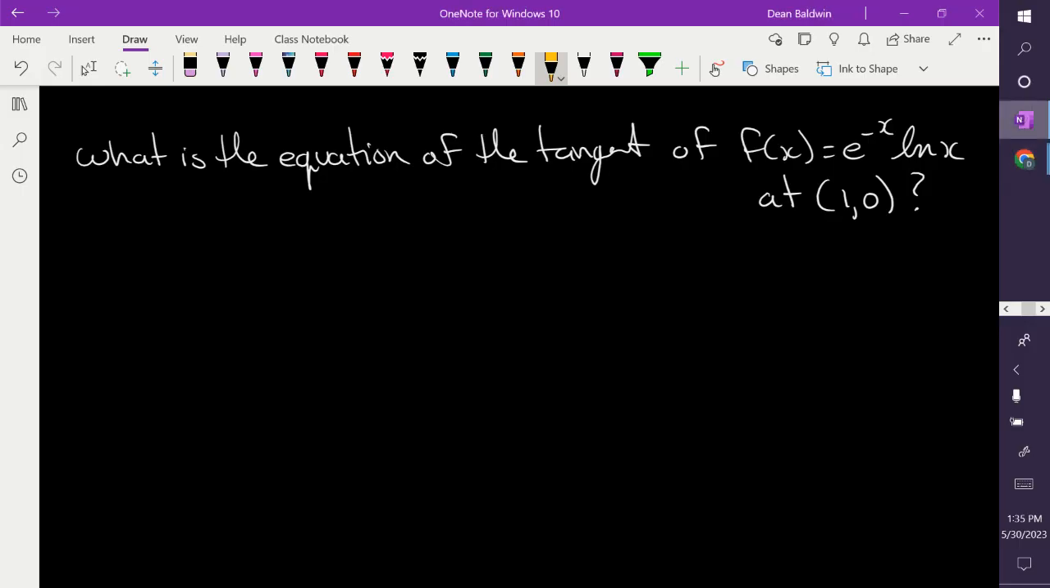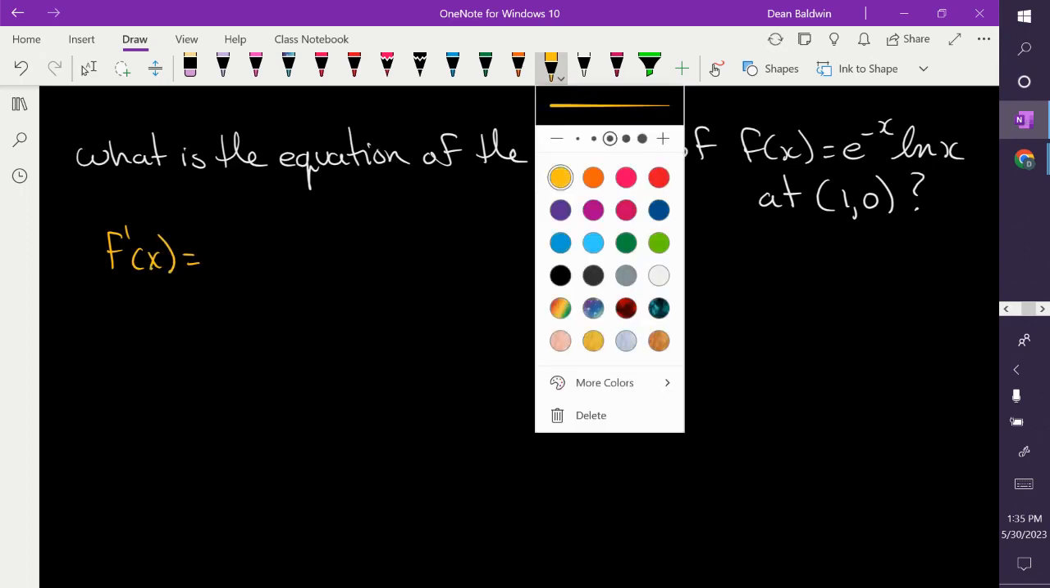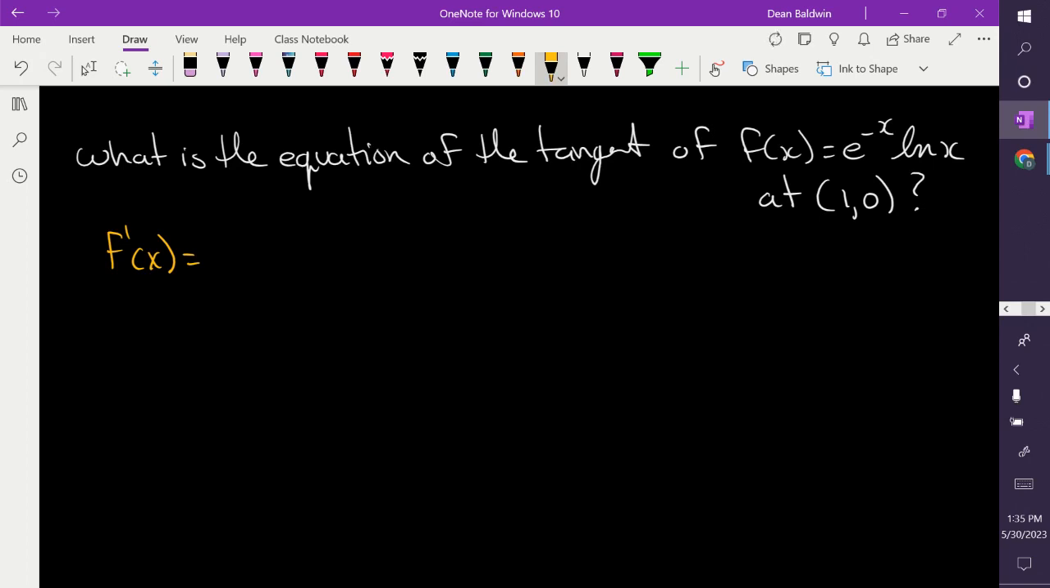All right. What is the equation of the tangent line of f of x equals e to the negative x times the natural log of x at 1, 0? As soon as I say tangent line, you have to take the derivative. So f prime of x. What rule do we need to use here? Product rule. What's the derivative of e to the negative x?